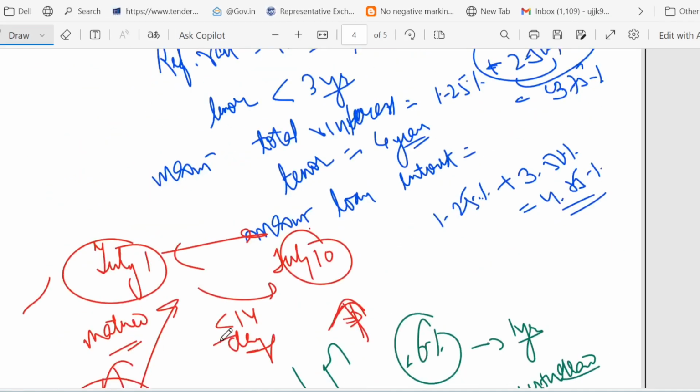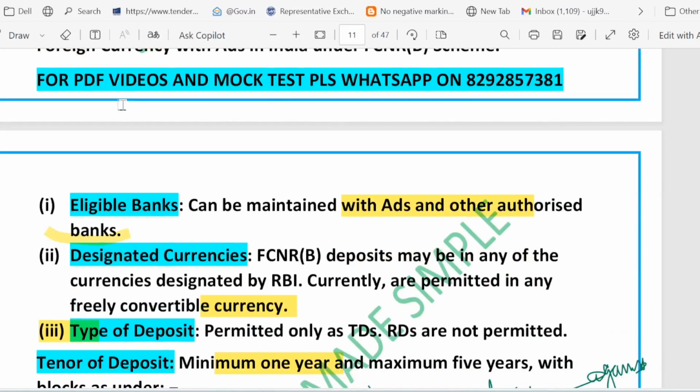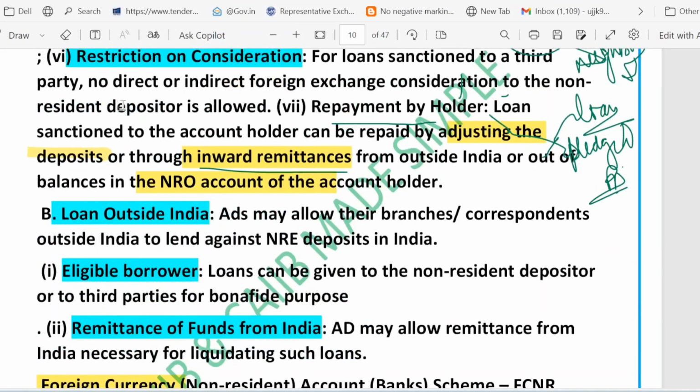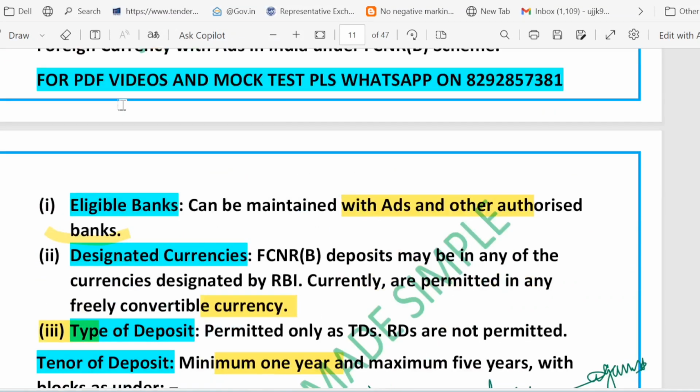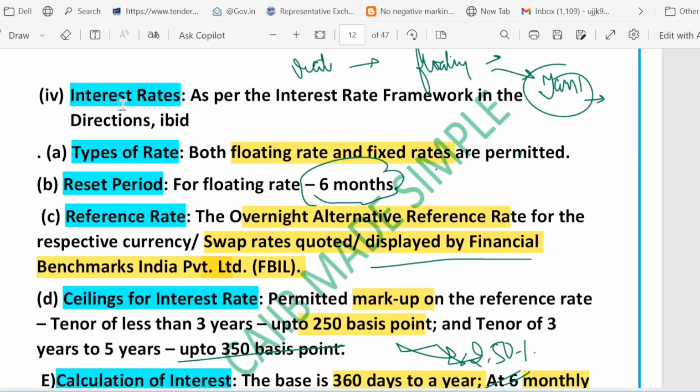So what we have just discussed in these two slides, let me just summarize. I told you about fixed versus floating rate, right? So what are the points I told you? You remember? Fixed means the rate is unchanged, floating means linked to a benchmark and changes, right? That is fixed and floating. Then we talked about the reset period, which is every 6 months. Reference rate, you have to use the overnight alternative reference rate or FBIL swap rate. Markup ceiling, less than 3 years.